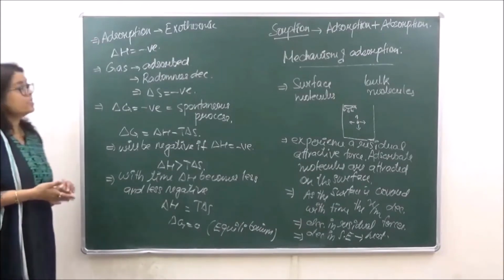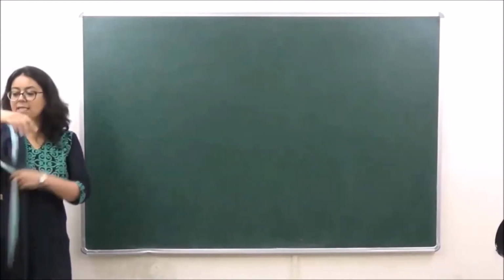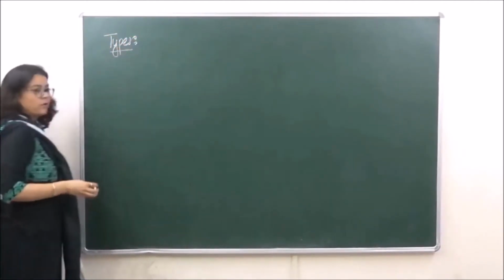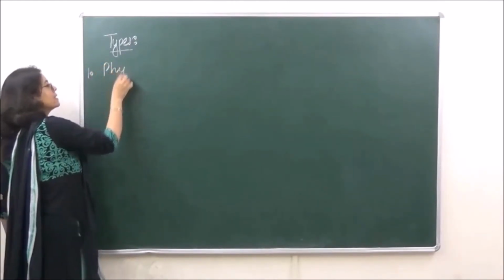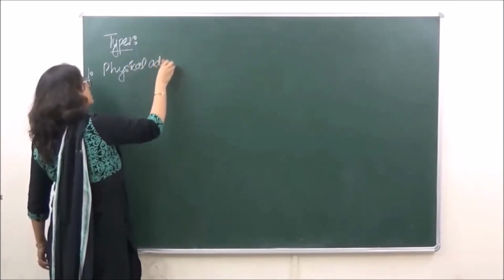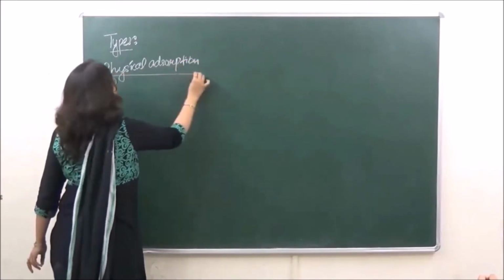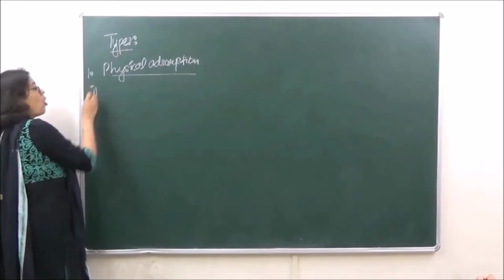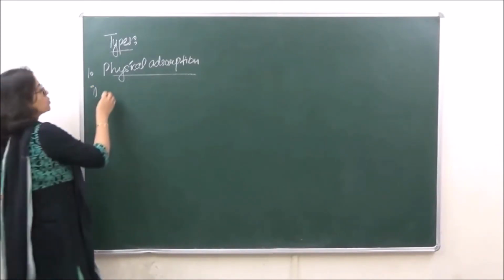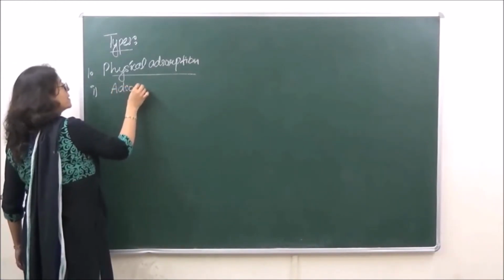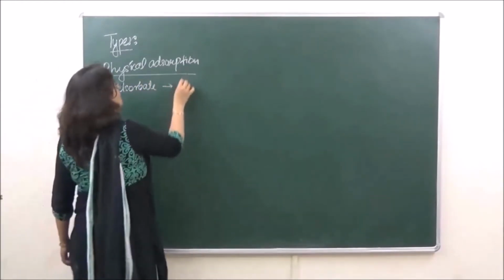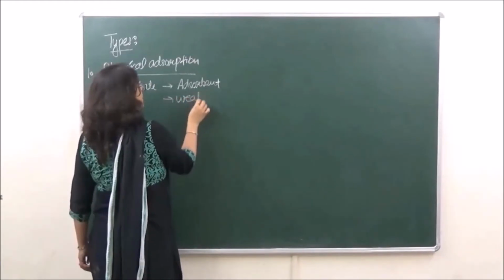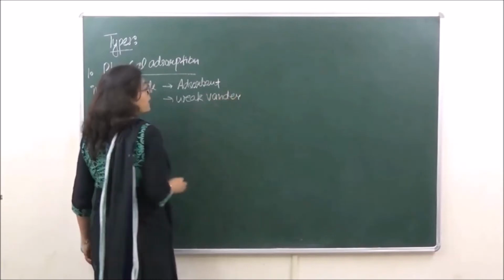Is it clear? Okay. Then next we go on to types of adsorption. We are going to do two types of adsorption. The first type of adsorption is known as physical adsorption. Okay? What is physical adsorption? It is simply the accumulation of gases on the surface of solids by weak van der Waals forces of attraction. So the adsorbate gets accumulated on the adsorbent. How? By weak van der Waals forces.